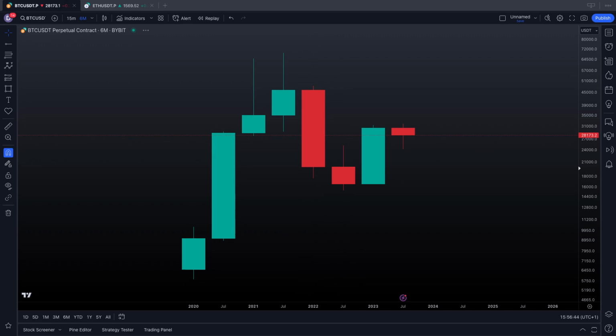Now, if we go over to the 6 month, here is another example of a swing high. What I'm going to do at the moment is go down the time frames and just kind of implant it into your head and describe why a high like this is a swing high and a high like this isn't.